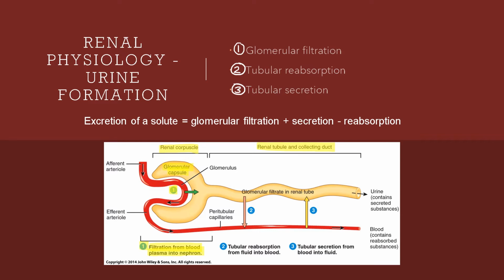Next is step 2, which happens right here, which is tubular reabsorption. As filtered fluid flows through the renal tubules and then through the collecting ducts, the tubule cells will reabsorb about 99% of the filtered water and many of the useful solutes. So we're going to reabsorb that back into the blood from the renal tubule. The water and the solutes are going to return back to the blood as it flows through the peritubular capillaries and the vasa recta.